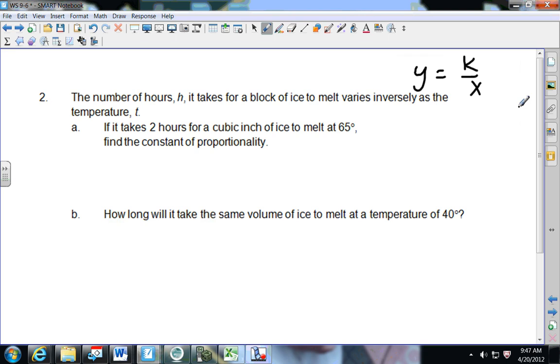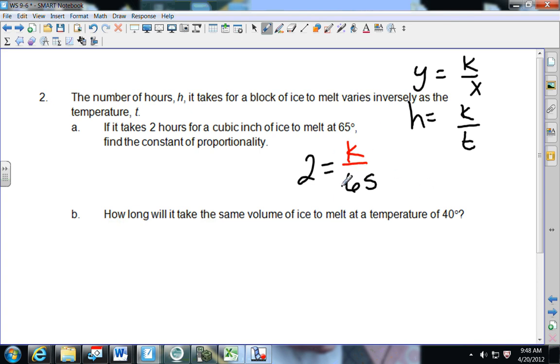So in this case, it says the number of hours h it takes for a block of ice to melt varies inversely. So we have this equation for the inverse variation. And I know that h is going to be the number of hours. h varies inversely as the temperature, T. All right. So it says it takes 2 hours for a cubic inch to melt at 65 degrees. So find the constant of proportionality. All you have to do is substitute in there. 2 equals k over 65. So all we did was substitute in the formula.